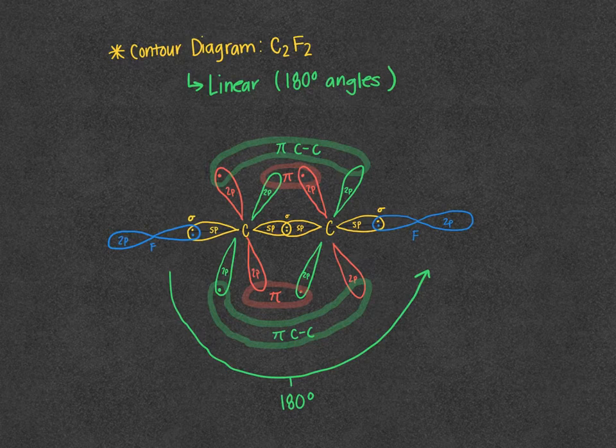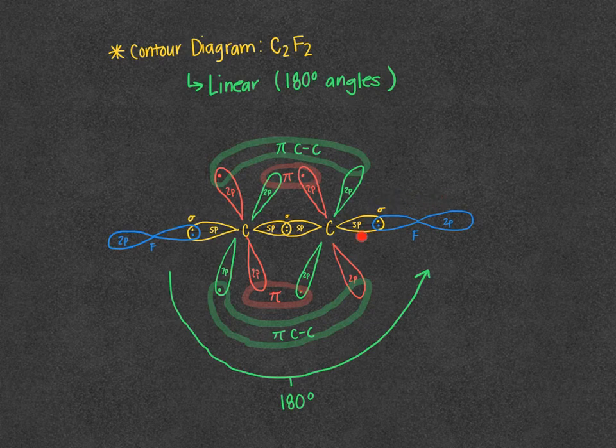As you can see right here, this region represents the sigma bond between carbon and carbon. The 2p unhybridized orbitals over here make up one of the pi bonds for carbon-carbon, and this one right here. These 2 together make up one of the pi bonds for carbon. These 2 up here make up the second pi bond for carbon.